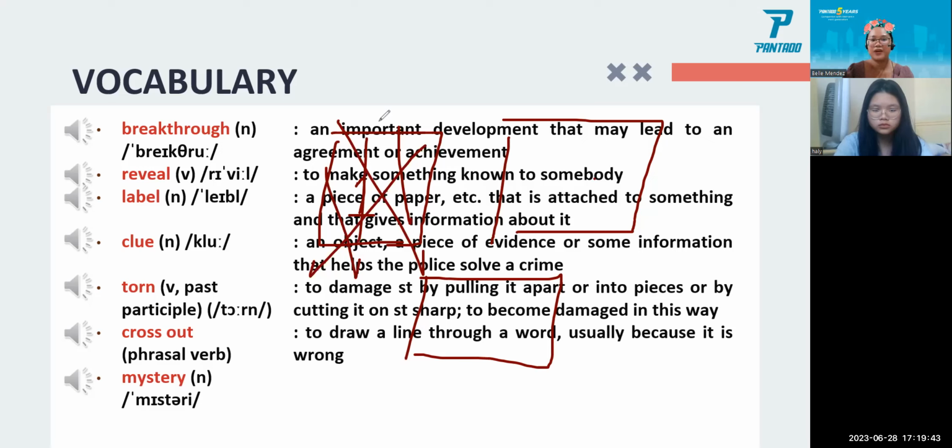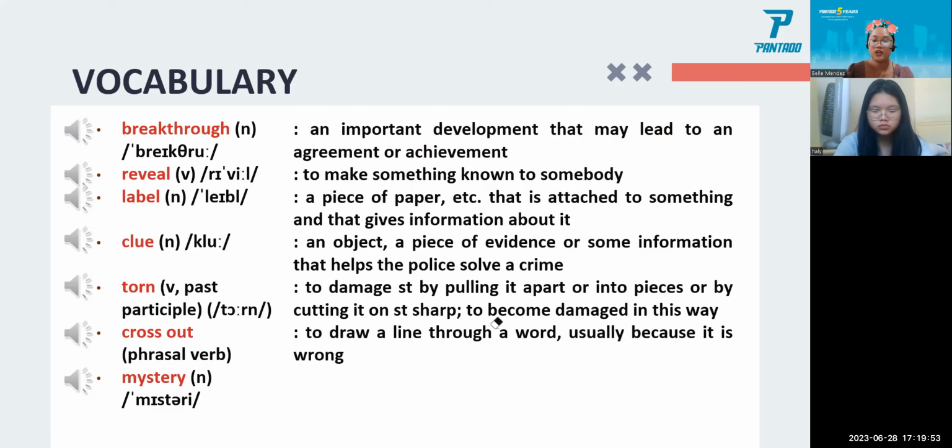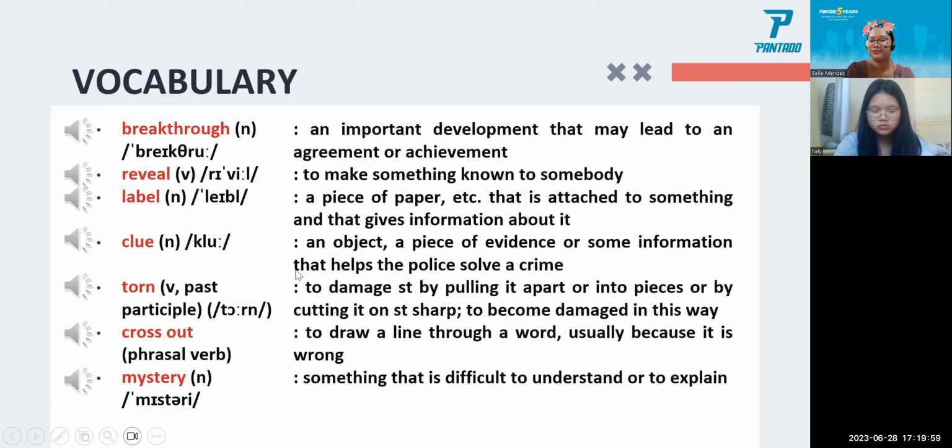Yeah. Because Anna is usually wrong or not the person they are looking for. Okay? So they cross out Anna. Next is mystery. Mystery: something that is difficult to understand or to explain. Yes, when you say mystery, we do not know the answer to lots of questions.